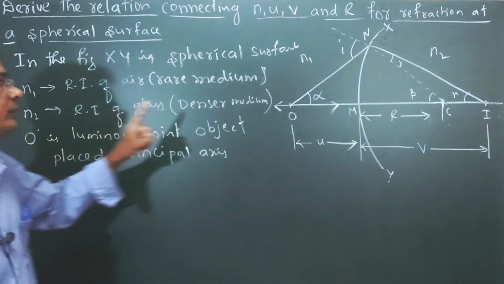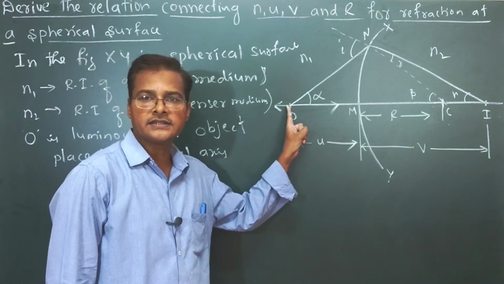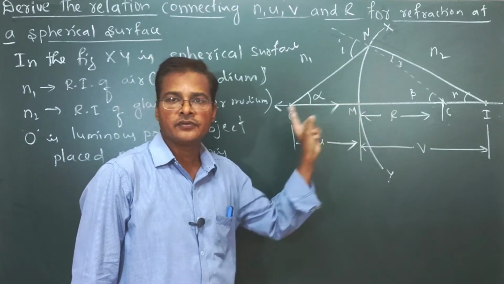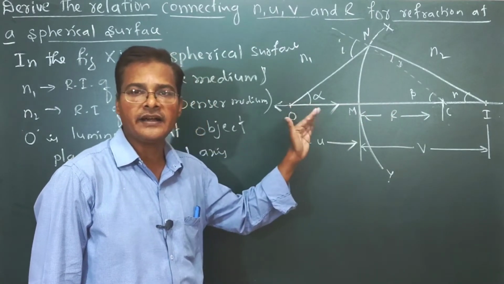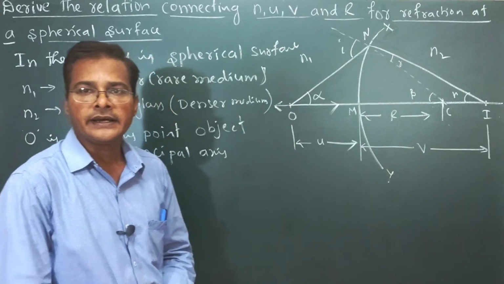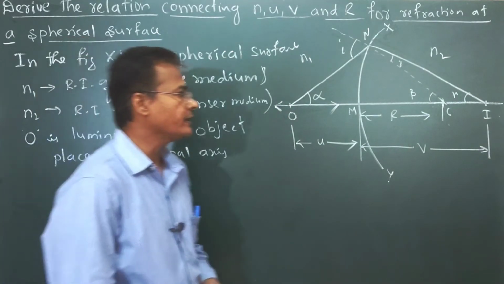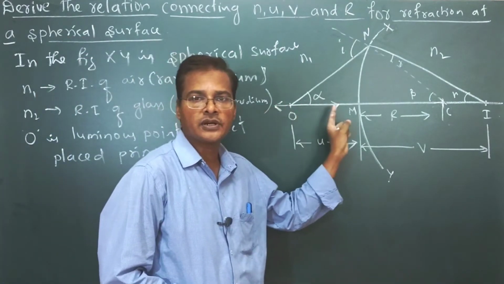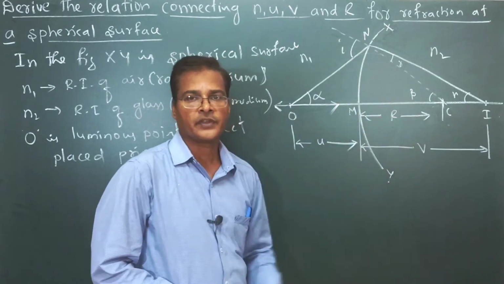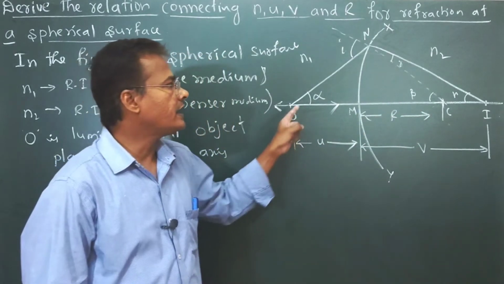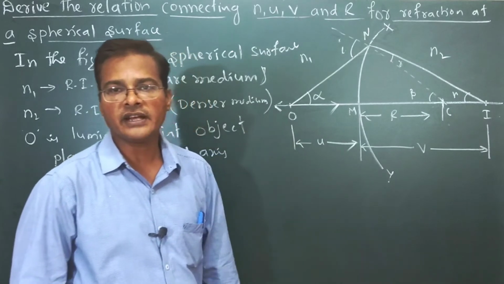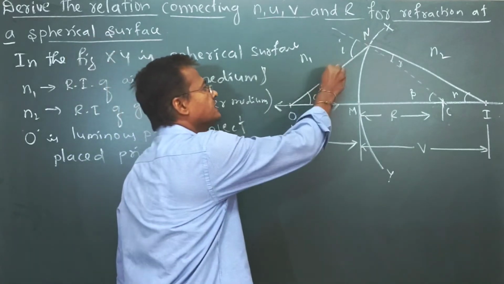So this luminous point has one ray, the incident ray, which passes along the principal axis. It is undeviated. That ray does not deviate, and it passes through the pole to the center of curvature, like that. So there is no deviation. Another ray we are going to see, this is the one incident ray.